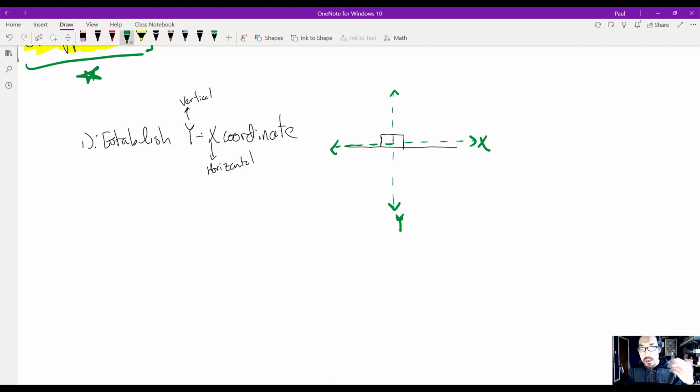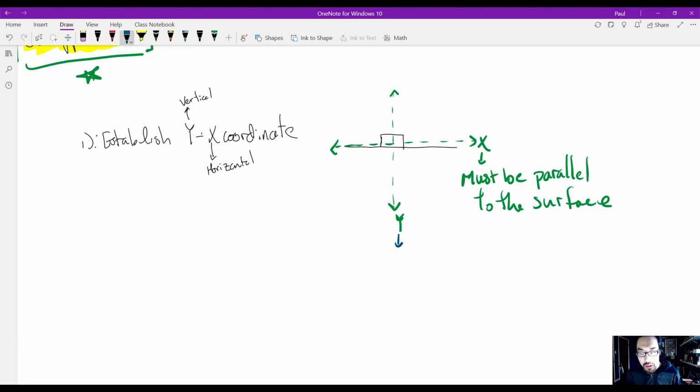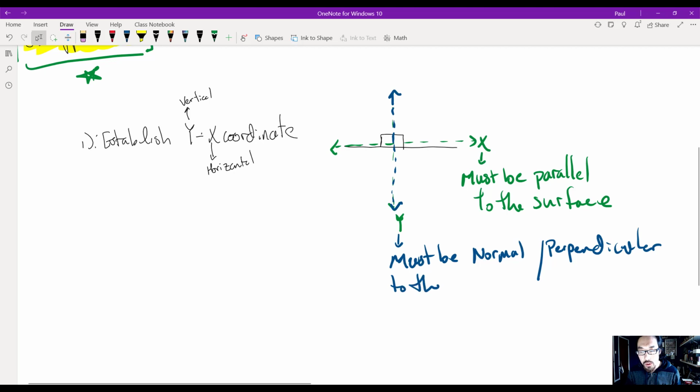So here, with this orientation that we're used to, this is where our rules come into place. This horizontal axis, right, it must be parallel to the surface, okay? And this y-axis here, let's do blue, I'll recolor it in so that we have different colors. It must be normal / perpendicular to the surface, right? Or at least the x-axis.